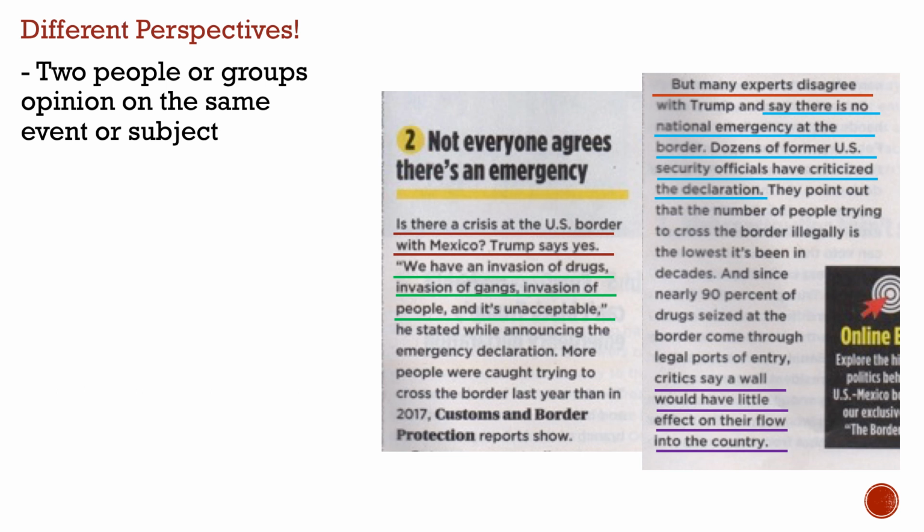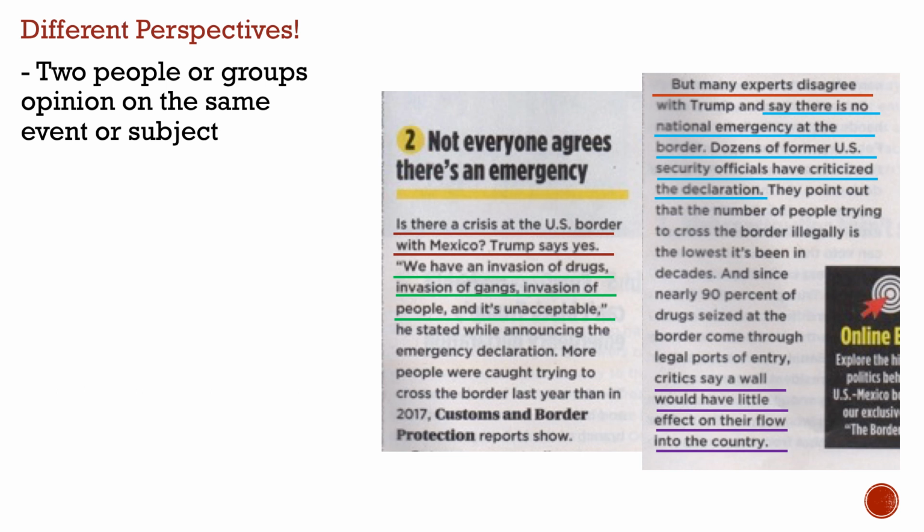And then here at the end, I think it's really interesting. I wanted to show you this. They kind of tie this back into the whole topic of immigration. So they say that critics say a wall would have little effect on their flow into the country. Their flow meaning the flow of immigrants into the country. So this is kind of like making you think about the whole immigration issue. And so that's the kind of thing that you are going to be doing in your work.